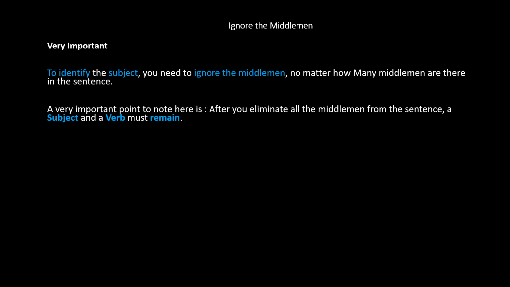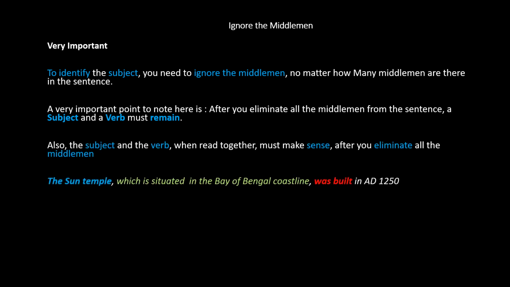In this example, that is, the Sun Temple, which is situated in the Bay of Bengal coastline, was built in 1250 AD. After we eliminate the modifier, the sentence reads as, the Sun Temple was built in 1250 AD. This sentence is both grammatically right and meaningful after we remove all the middlemen.